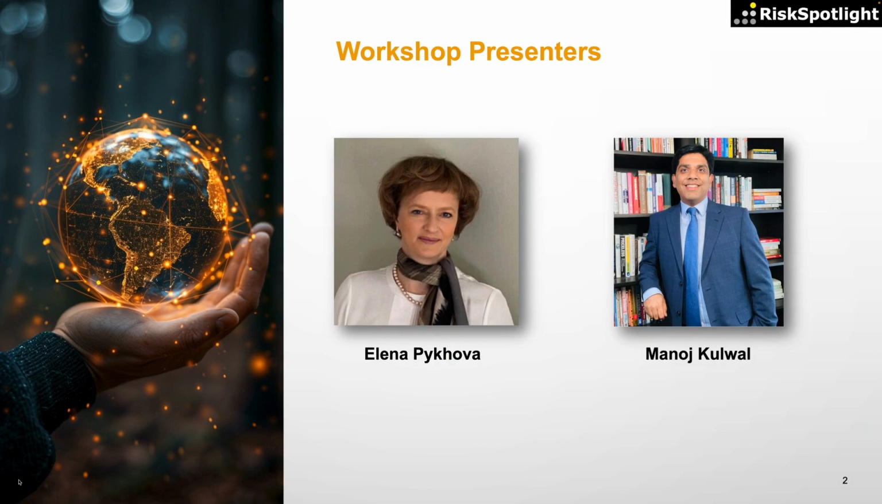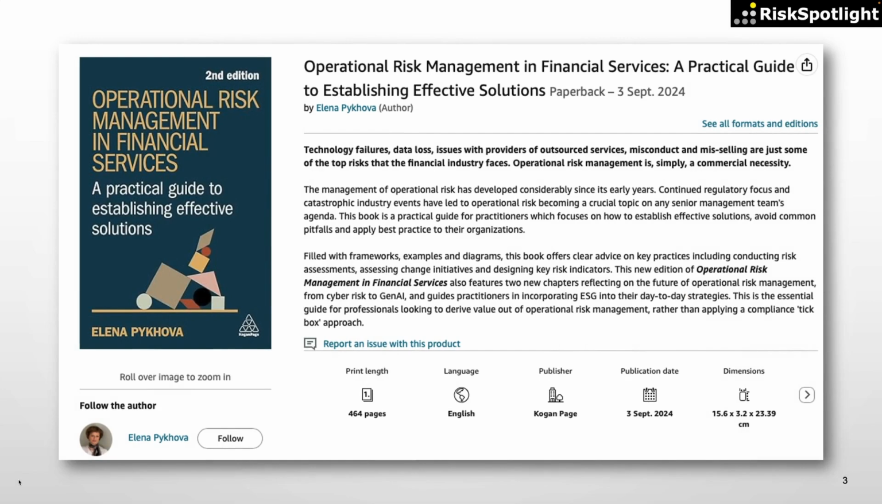in September 2024. Manoj is the Chief Risk and AI Officer at RiskSpotlight and is based in the UK. Elena is founder of the OpRisk company. She is a leading global expert on operational risk management and author of one of the best operational risk management books, Operational Risk Management in Financial Services.